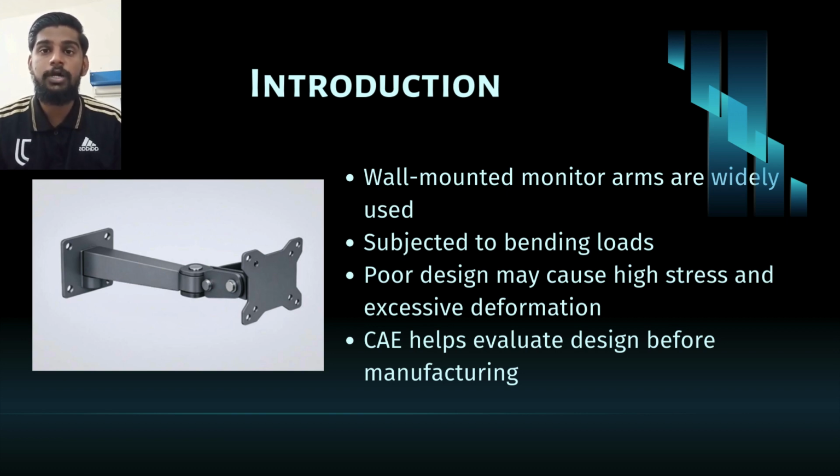Wall-mounted PC monitor support arms are commonly used in offices, control rooms, and industrial environments to save space and improve ergonomics. These support arms are subjected to static loading due to the monitor weight and behave like a cantilever beam, where one end is fixed to the wall and the other end is free. Poor design may cause high stress and excessive deformation, especially near the wall mounting region, which can affect structural safety and performance. Therefore, computer-aided engineering is used to analyze the structural behavior and identify possible design improvements before manufacturing.